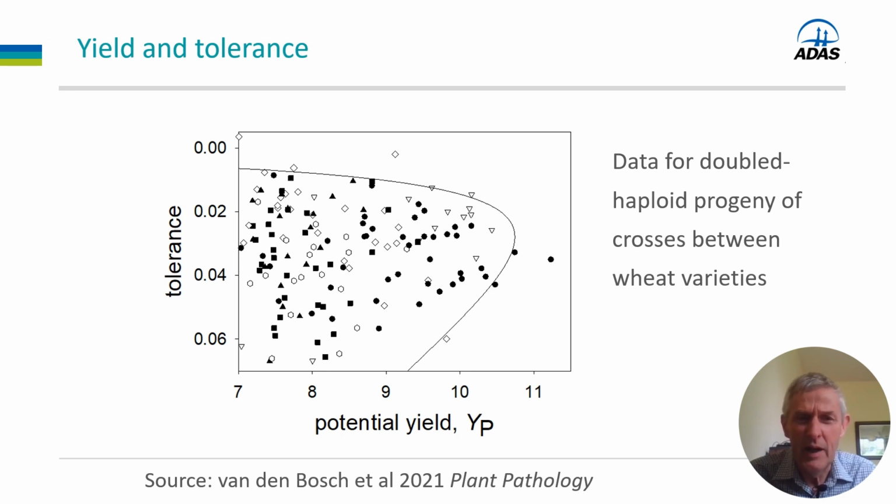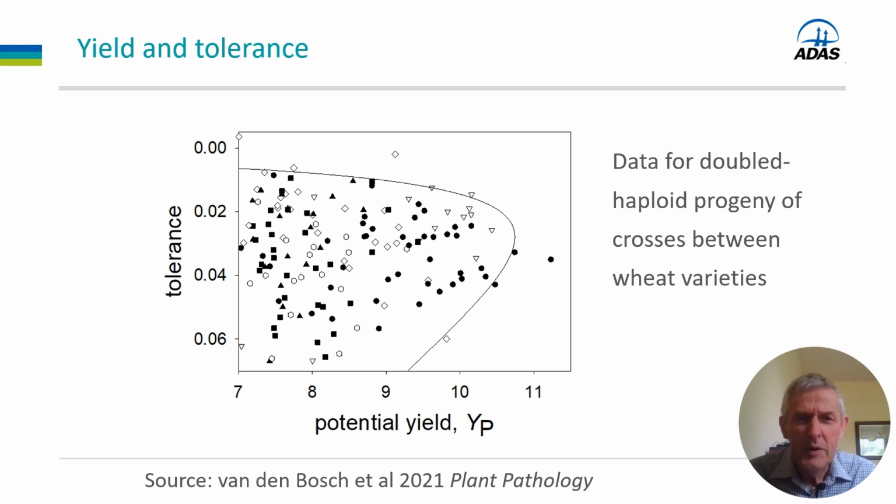Statistically, we can describe this pattern of results by the solid line that surrounds the points, and effectively that solid line represents the range of potential yield and tolerance that was achievable within those hundreds of progeny of wheat crosses. So this is the kind of plausible breeding population from which we can operate.